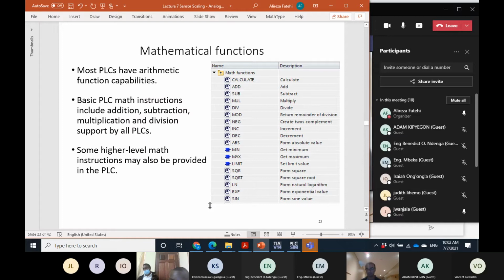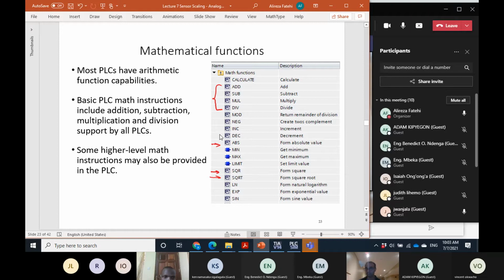There are some other move functions and move instructions that we are not going to go through in detail. Regarding math functions, there are lots of math functions. Four of them are the basic math functions: addition, subtraction, multiplication, and division. These are the basics that nearly all of the PLCs support. There are some more math functions that most of the PLCs support, but maybe not all of them, like square, square root, or absolute value. Most of the PLCs support these math functions.